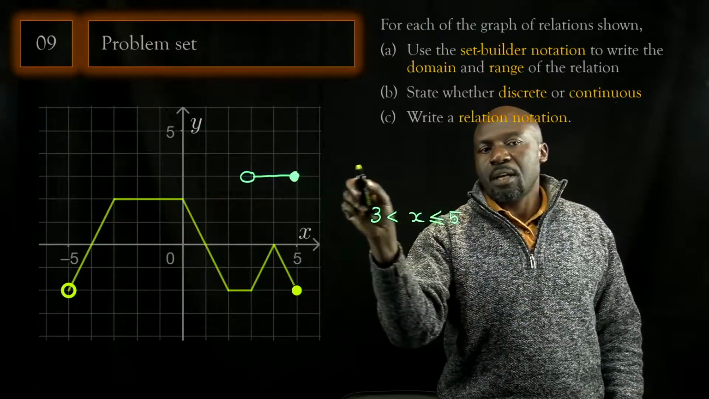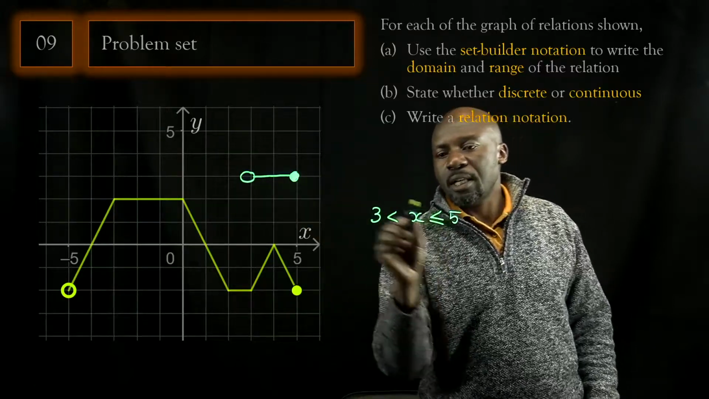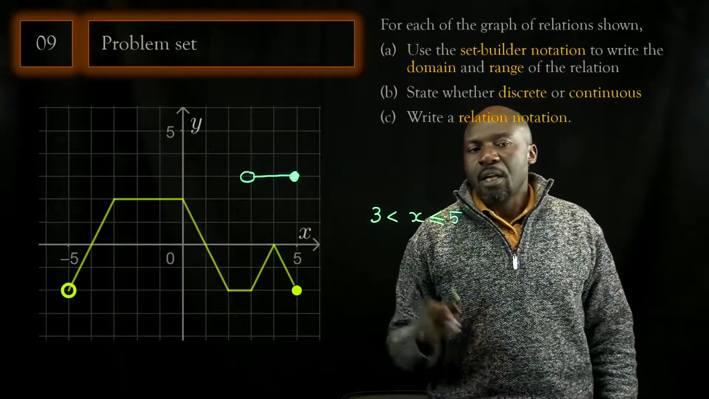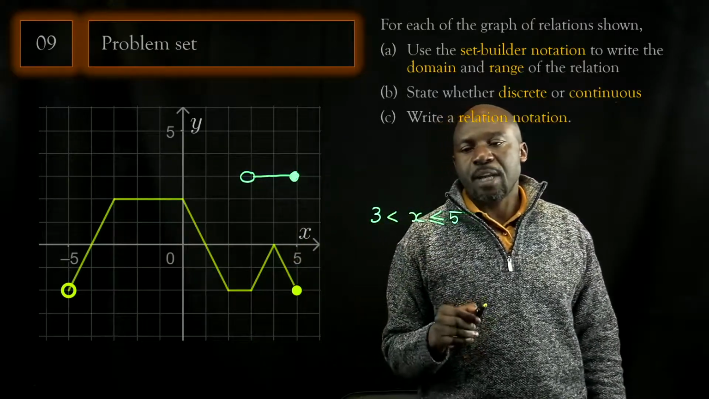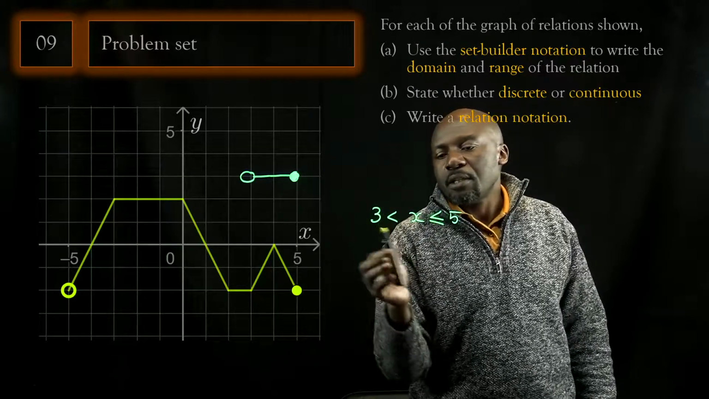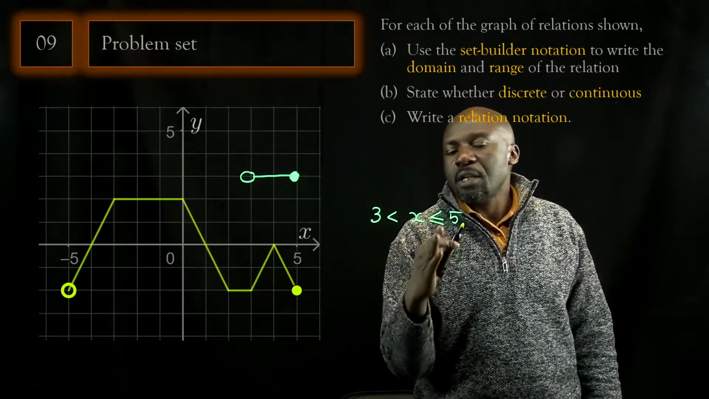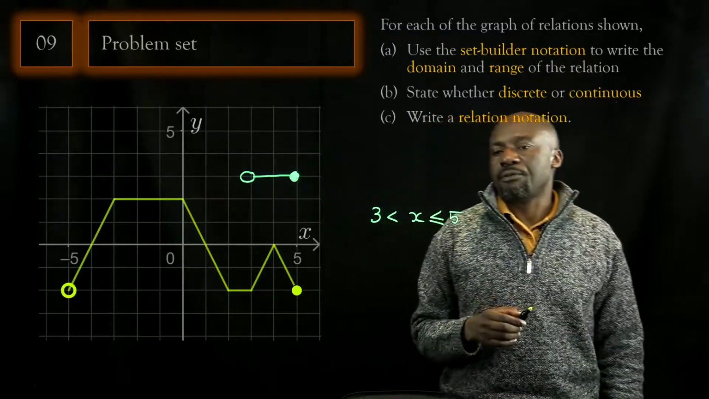If the end is completely filled like that, that means it is included. If that is left as a circle like that, it means it's not part of the domain. So 3.001 is included, 3 point anything above 3 is included except 3 itself. So 3 is not part of that domain.